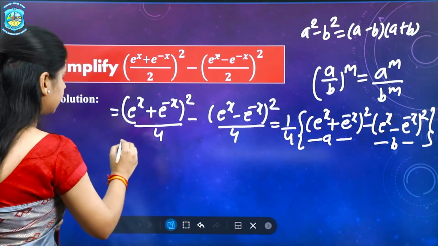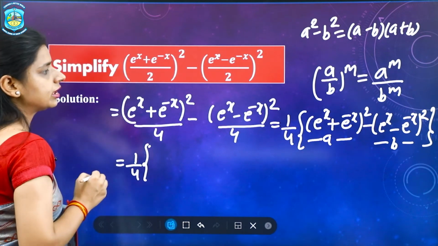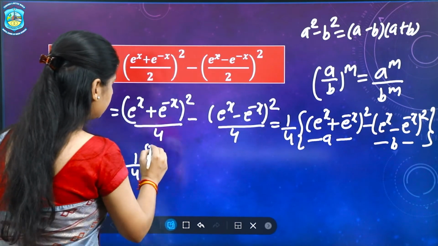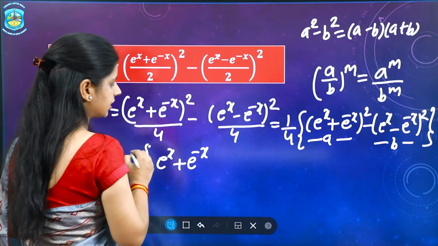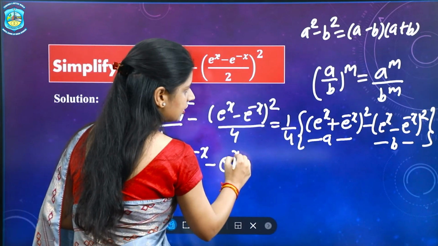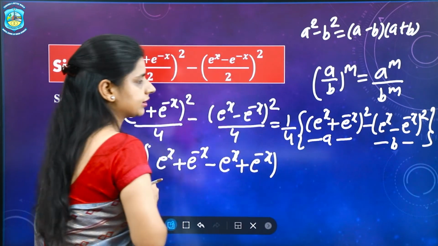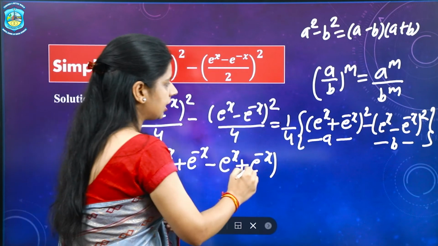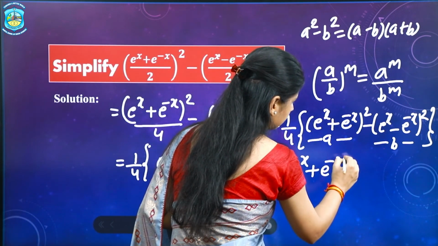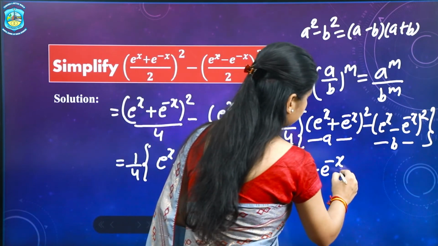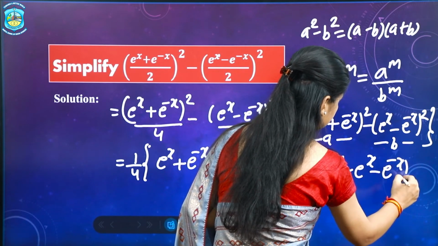So, on simplifying this expression, we will get 1/4. For the first term a - b, we will get e^x + e^(-x) - e^x, and minus minus plus, e^(-x). For the second term a + b, we will get e^x + e^(-x) + e^x - e^(-x).